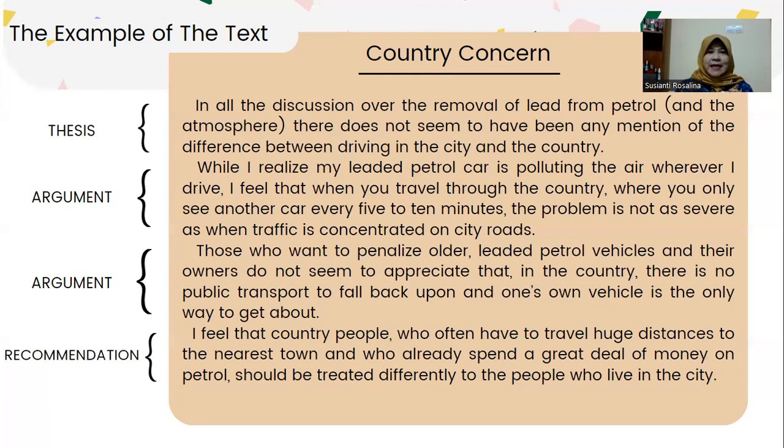Now, we can see from the example of the text that the text consists of thesis in the first paragraph and then arguments in the second and third paragraphs, and in the end, it is ended with recommendation. So, everyone, that is a brief explanation of a hortatory exposition text.